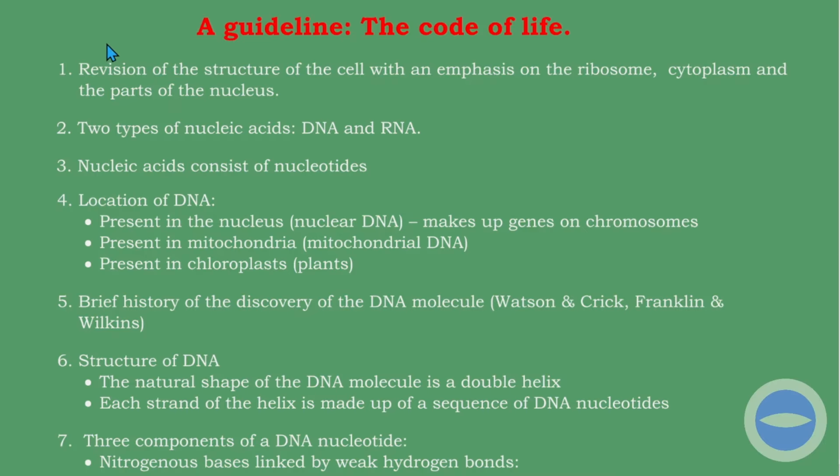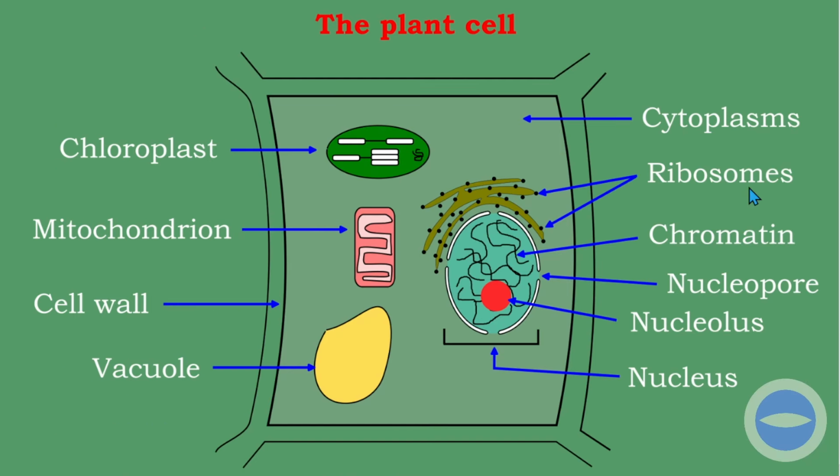Secret number 1. Revision of the structure of the cell with an emphasis on the ribosome, cytoplasm, part of the nucleus. So, you remember in grade 10, we studied the plant cell and the animal cell. In grade 12, we will focus on the cytoplasm, ribosome, and the nucleus. You must know the functions of the cytoplasm, the ribosome, and the nucleus, and you must be able to label the structures of a cell.